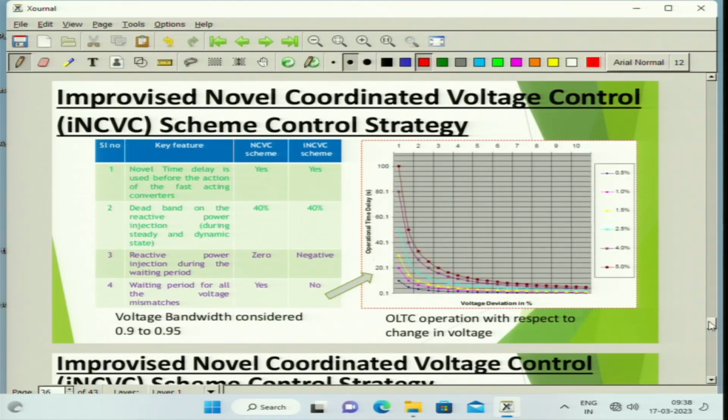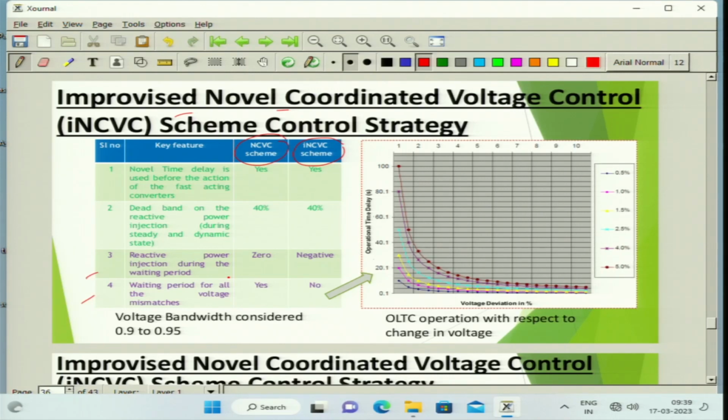And then we further improvised our own proposed scheme. That's what we call the improvised novel coordinated voltage control scheme. We compare it with our own previous proposed scheme. Anyway, the proposed scheme was proven to be better than existing and without, so there is no point in proving it again. So we have just compared with the improvised scheme, which is even better compared to the previous scheme. Here there are two changes that we have brought in. The time delay concept remains the same. The two changes make the results even better.